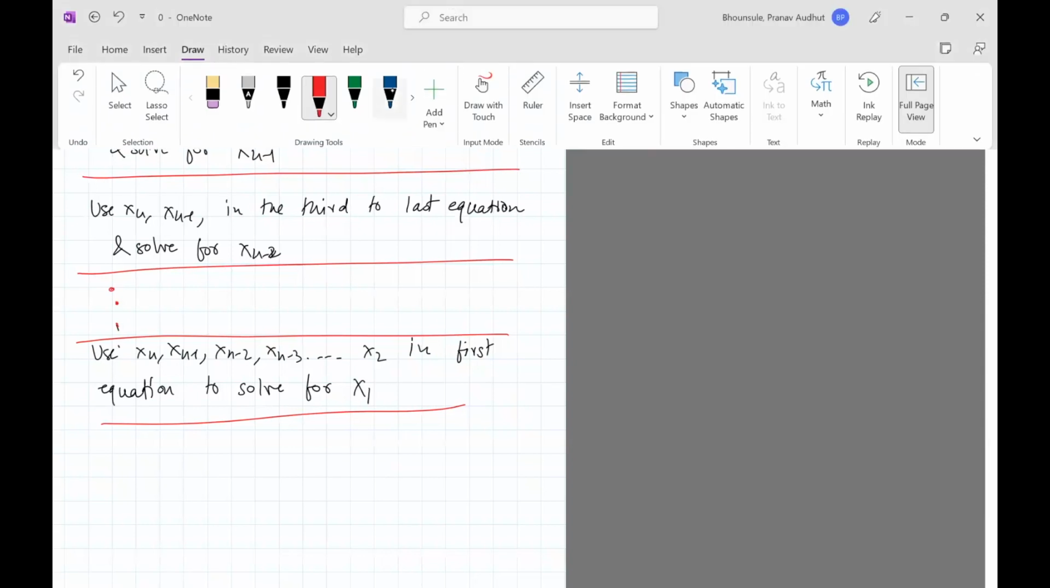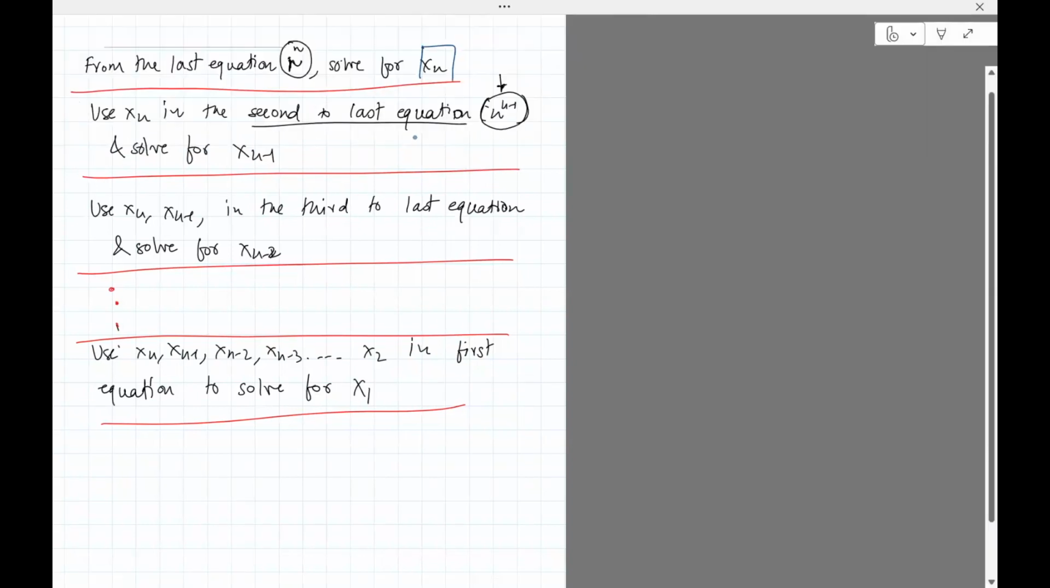So here we are solving for xn, then xn minus 1, then xn minus 2, so on till x1. So you see, you're going backwards. We're getting the solution in backward fashion.